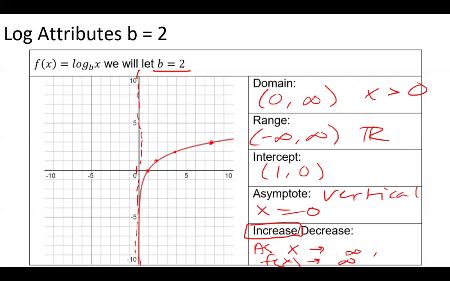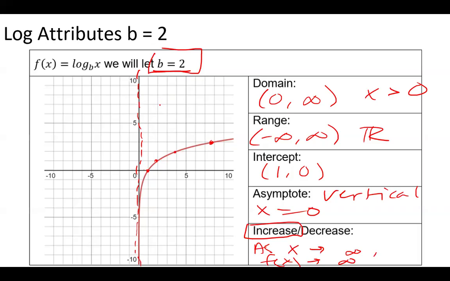Now, the beauty about log is that this information is the same for all log parent functions, regardless of the base. Okay? So regardless of the base, these properties are going to stay the same. What changes are the values of where these points lie. This point's going to always be here, but this is not, this is not, this is not. It all depends on what your b is.